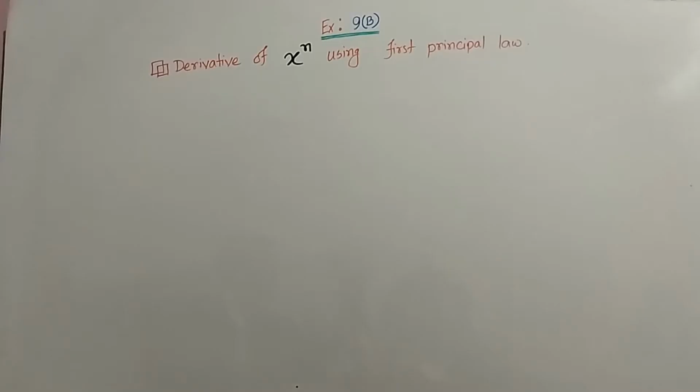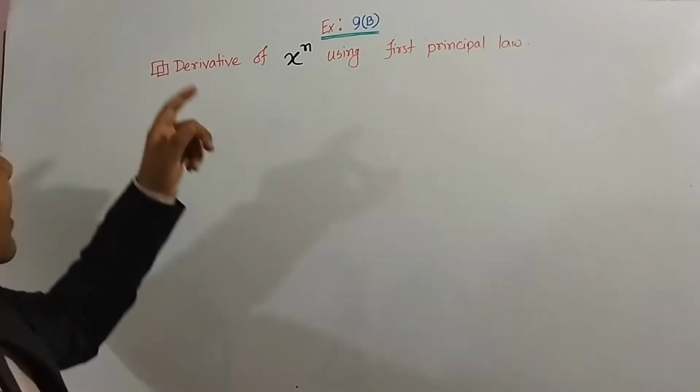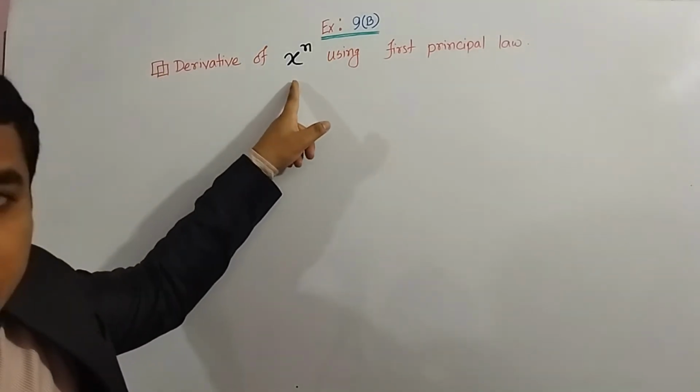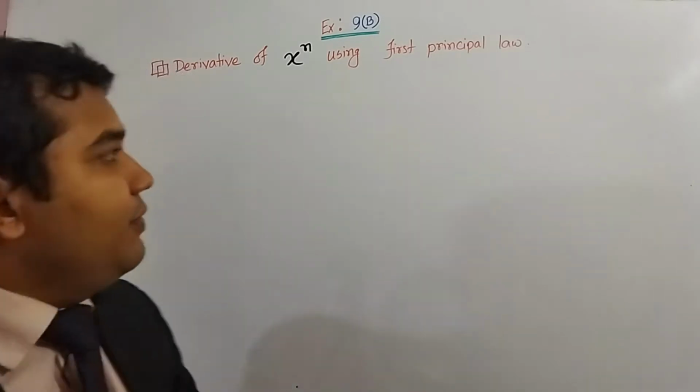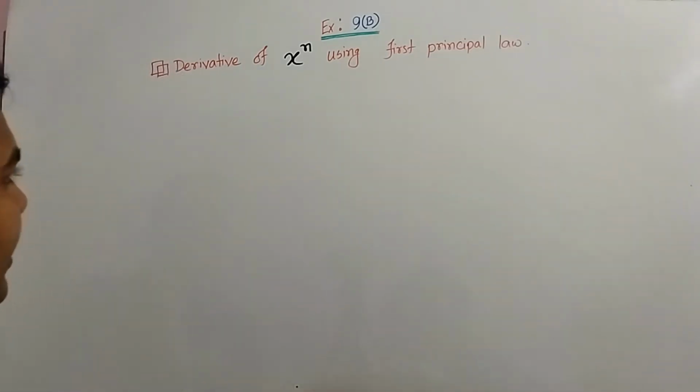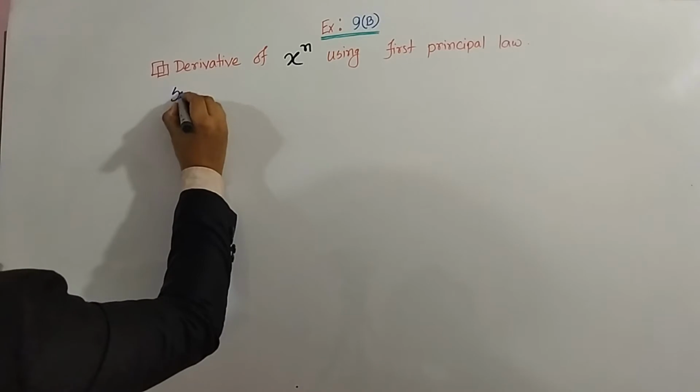Okay, so dear students, this is our first problem, and the question says: find the derivative of x to the power n using the first principle law. We have to differentiate x to the power n. How can we go about it? The solution should be like this.